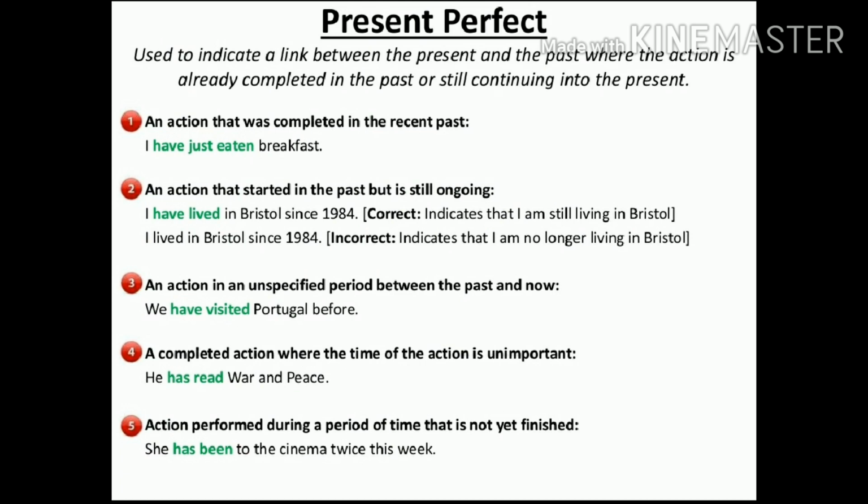So here we are conveying two things. First, that the girl whom we are talking about has been to the cinema twice, and that has happened in this week, and this week is still continuing. So present perfect. The act of going to the cinema has been completed two times, so that action is perfect, completed, and it has happened in this current week, so it is present perfect tense.